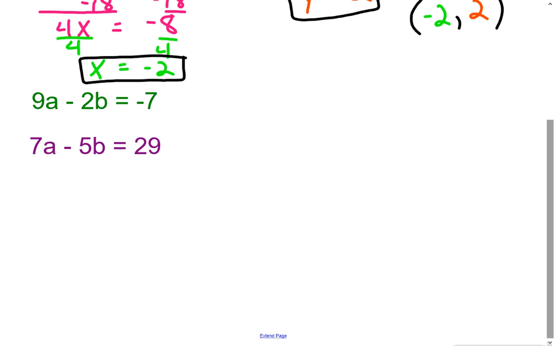So I have to look at this and try to figure out which one's going to be easier for me to eliminate. I'm going to choose to eliminate the b's in this case, and here's how. I'm going to take this first equation and multiply it by 5, because that's going to put me at a negative 10b. My second equation, I'm going to multiply by 2, because then when I look at the b's, that's going to put me at negative 10b. So I will be able to eliminate my b variables.